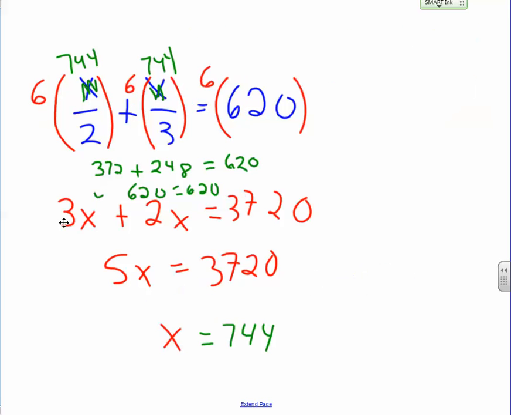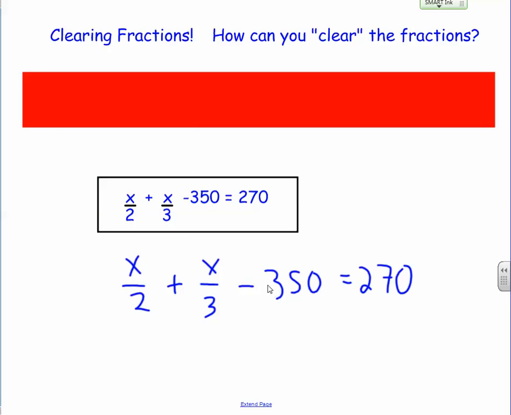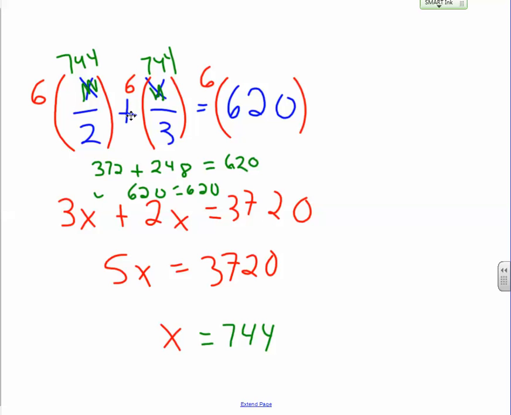So we got rid of that 350 by adding 350 to both sides. And then we were here in the blue. 350 plus 270 is 620. The green is us checking our work, but the multiplier we used was 6, because 6 times x divided by 2 is 3x, and 6 times x divided by 3 is 2x. And now I have integers, and no longer do I have fractions.